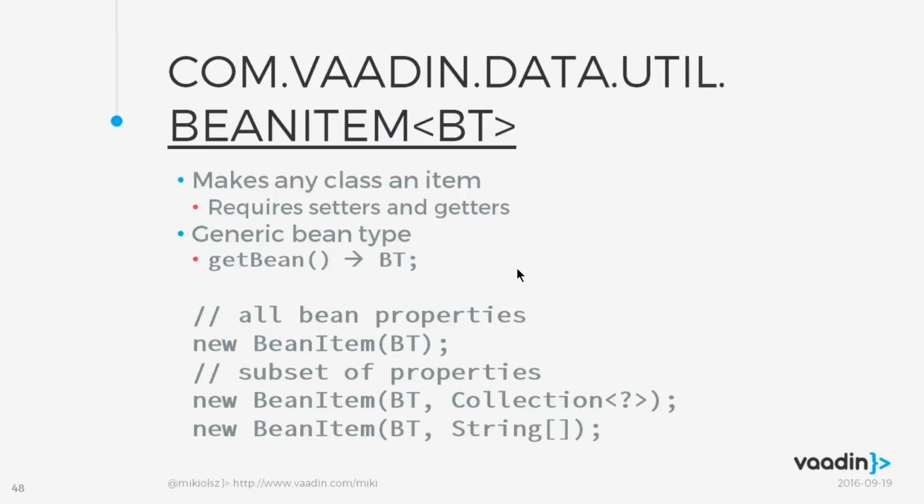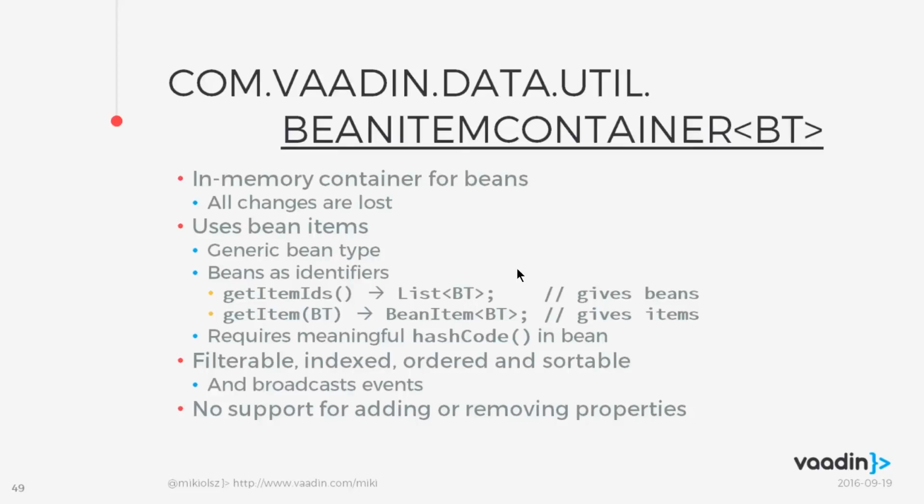One step up, we have items. The most common use is a bean item. And then once you have a bean item, you can put it in a container. So a bean item container is a container for beans. It's an in-memory container. You can get the item IDs, which are beans actually. As it says somewhere here, yes, it uses beans as identifiers. So an object that you place, it's its own identifier. And then, of course, you can get an item, an implementation of an item interface when you call getItem.